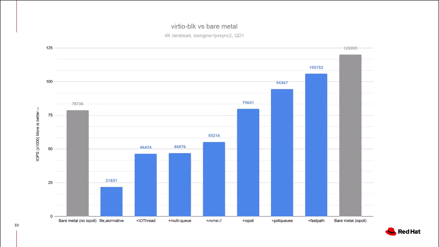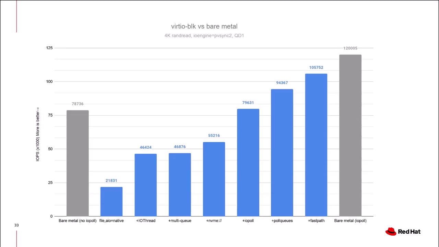So this is looking good, but it's also unfair, because really we should be comparing against bare metal that is also using iopoll. So let's do that. On the right-hand side of the graph, you see the gray bar. That is 120K IOPS, bare metal with NVMe iopoll. So we're still behind, we still have overhead, but our absolute number of IOPS has increased quite well, and we're not done yet.